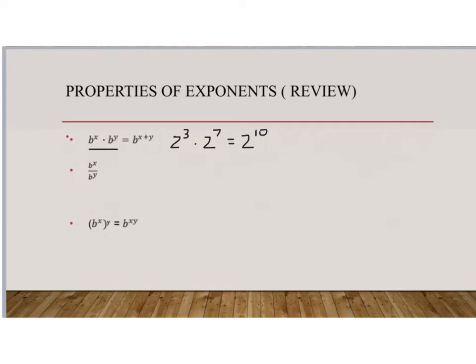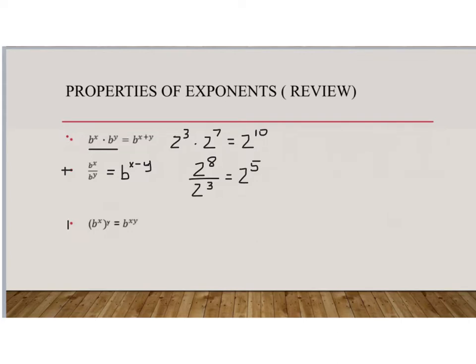All right, the next one is the quotient property. So here we're dividing two numbers that have the same base. We're going to keep the base, and we're going to subtract those exponents. An example of this would be if I had, let's say, 2 to the 8th power divided by 2 to the 3rd power. I'd keep that base, I'd subtract the powers.